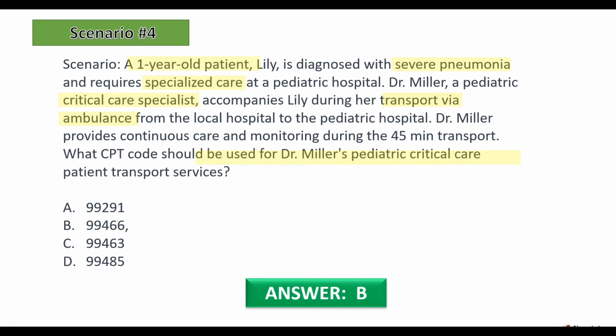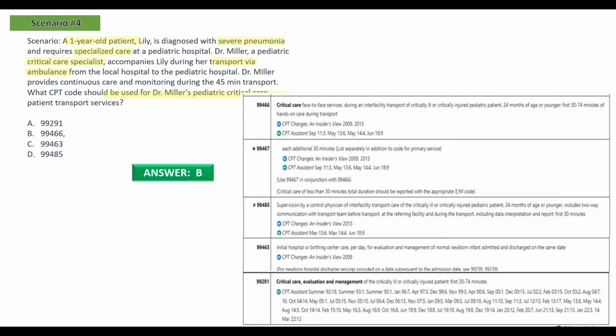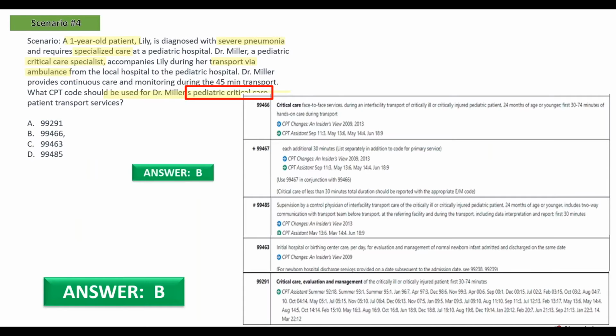And let's see why. So these are the code options that are available for us. And we are coding for pediatric critical care patient transport services. Option A, 99291, is coding for a critical care evaluation and management service. So we are not coding for critical care evaluation and management, we are coding for pediatric critical care patient transport services. So both are different. So option A is incorrect.